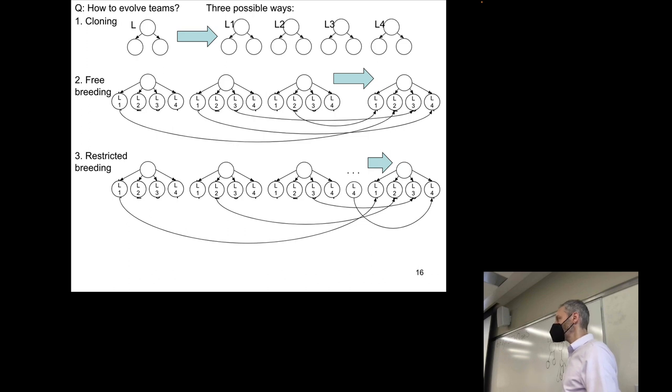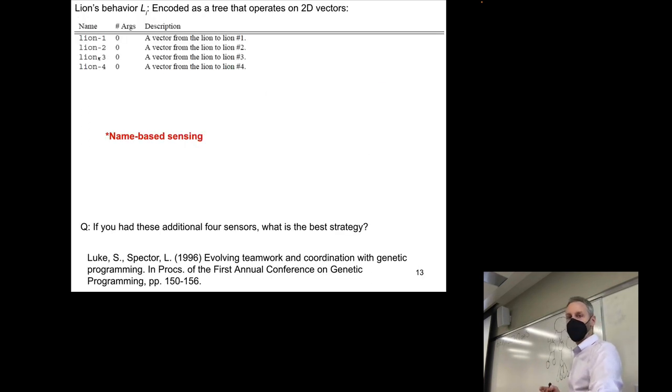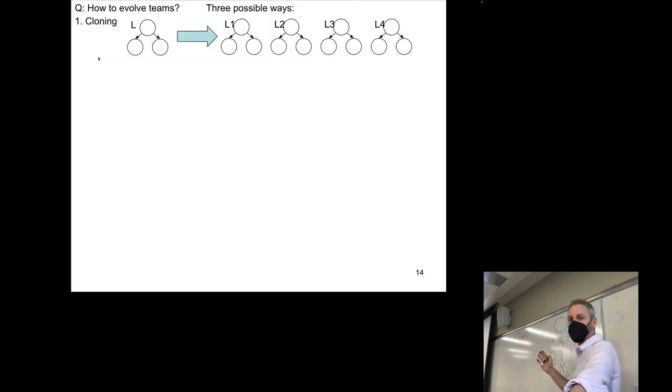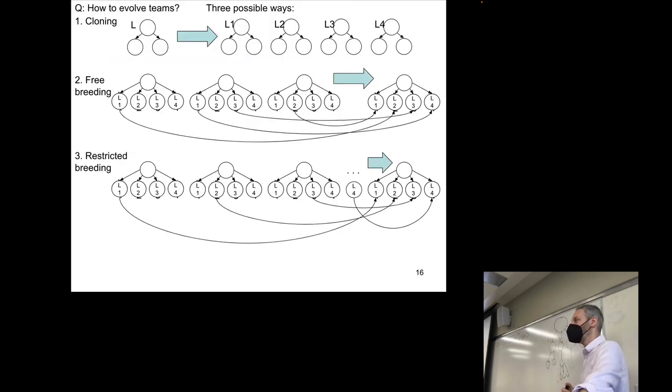Everybody see that? The big question, of course, is among these 9, which is best? Before I give you the punchline, which combination of breeding strategy and behavioral building blocks do you think led to the evolution of the best pride behavior? I'd say name-based sensing and then restricted breeding.